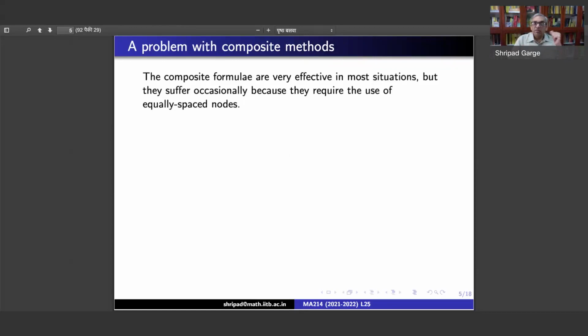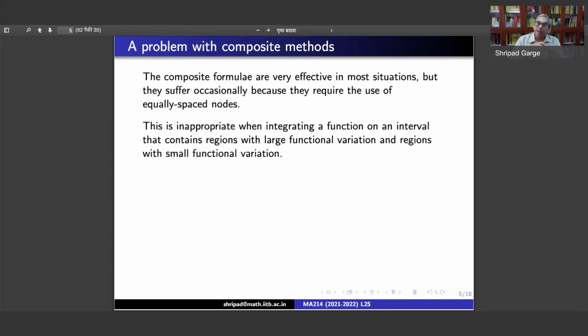And this is not always a good thing, because sometimes you may have a function which has a large fluctuation on some subinterval, and it will not have a very large fluctuation on another interval. So you may have two subintervals where on one the variation is really large, and on the other the variation is not that large. And such functions are indeed commonplace, especially for engineering students like you.